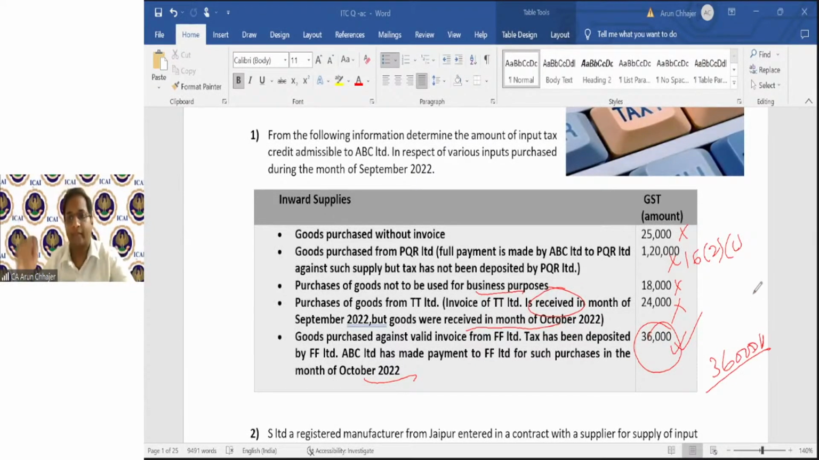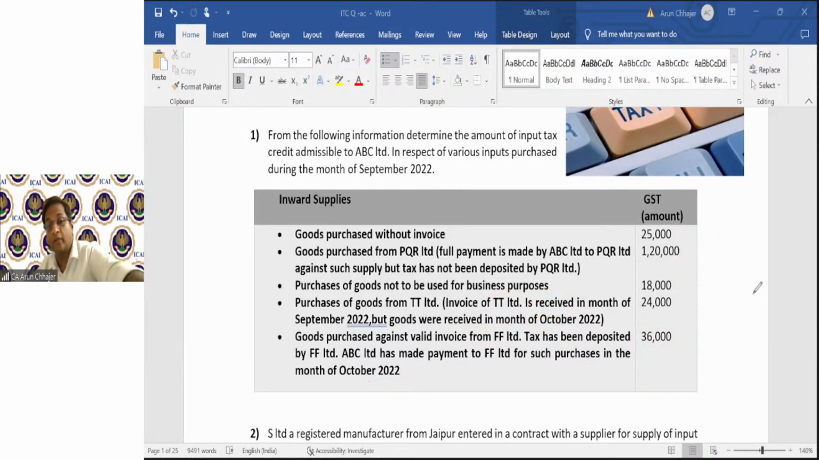Is it okay? Is it clear? Please confirm once. Is it clear to all? Then I will come again to 18,000. Is it clear to all? Once again, I come to 18,000.